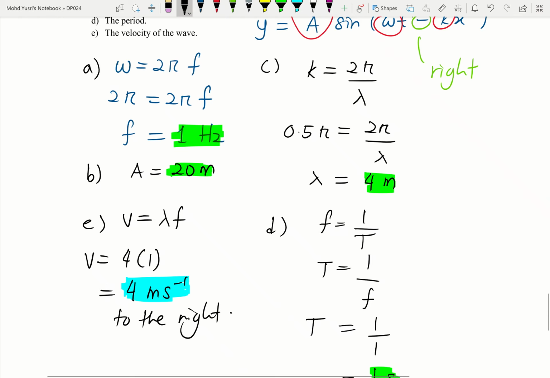Okay, so because they minta velocity, velocity is a vector quantity that have both magnitude and direction. So we need to state that the direction of velocity is to the right. Okay, so that's all for example 4.